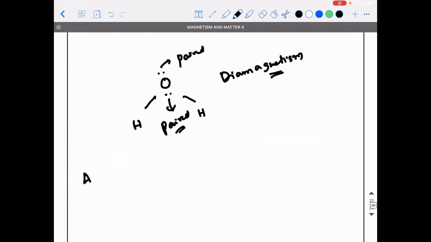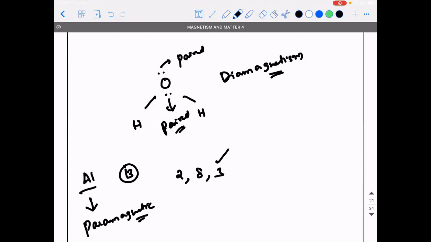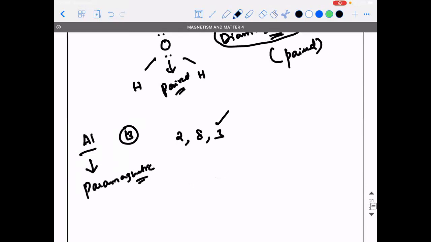For example, if you take aluminum, the atomic number is 13, right? So what is going to be the electronic configuration? 2, 8, and 3, right? So in this, you will have 2 electrons which are paired and 1 electron which is unpaired. So that is the reason why aluminum is said to have a paramagnetic behavior. Okay, so diamagnetism is exhibited by materials which have all electrons paired. Even if there is one unpaired electron, then it is going to exhibit paramagnetism. Okay, so that is the reason.